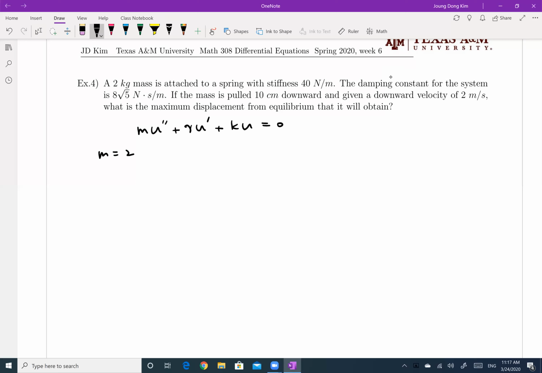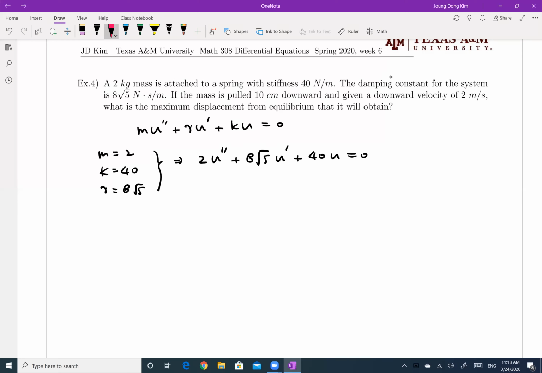Just replace m with 2. They said the spring stiffness is 40, which is the spring constant, so your k is 40. And the damping constant is 8 square root of 5, so your gamma is 8 square root of 5. With this, we can update the differential equation: 2 u double prime plus 8 square root of 5 u prime plus 40u is equal to 0. Now let's talk about the initial conditions.